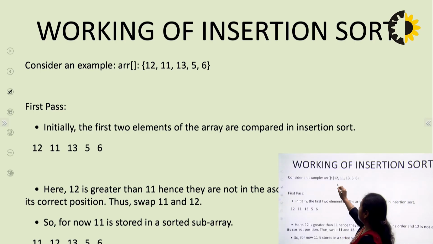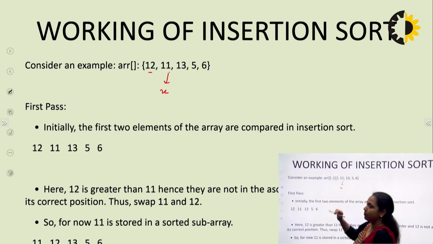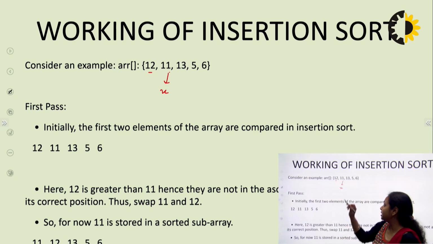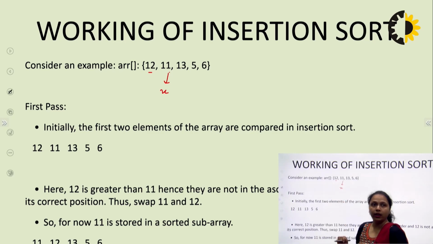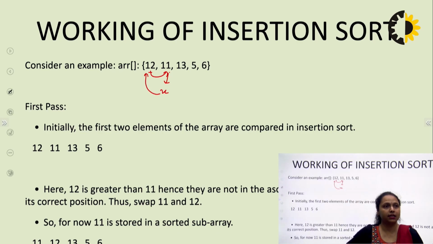So first of all, 12 is assumed to be at its correct position. Next we will compare 11. Now 12 and 11. So 11 is stored in some variable. Let us assume we store it in variable x. Now it is being compared with 12. We found that 11 is smaller than 12. So what we will do, we just shift 12 one place right, and now insert x at its position, at the position of 12.